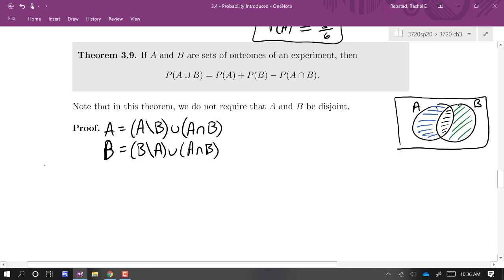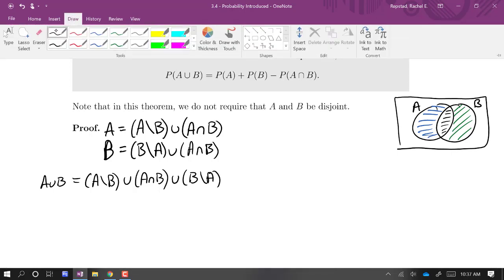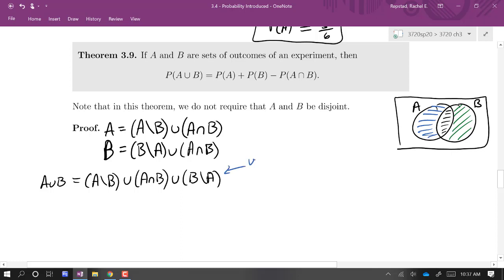And with this, I can write A union B as a union of disjoint sets. I'm not going to double count the intersection. This is A set minus B, union A intersect B, union B set minus A. So this is a disjoint union, or a union of disjoint sets.